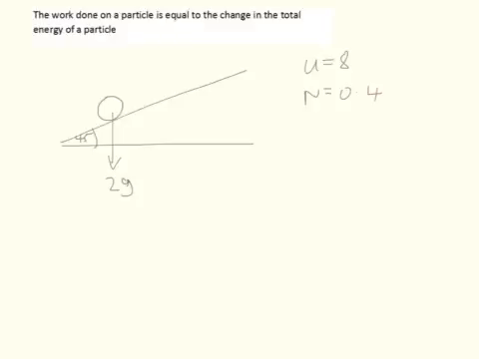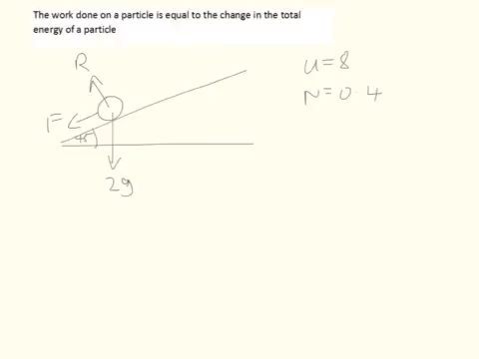We can use the work-energy principle, which is that the work done on a particle is equal to the change in the total energy of a particle. We can use this to calculate the distance the particle travels up the plane before coming to instantaneous rest. Now this is different to the previous example because in the previous example there were no external forces, but in this case we have got an external force which is friction, which is acting down the slope. We've got a normal reaction, but as before, because the normal reaction is at right angles to the direction of motion, the normal reaction does no work, but there obviously is work done against friction.